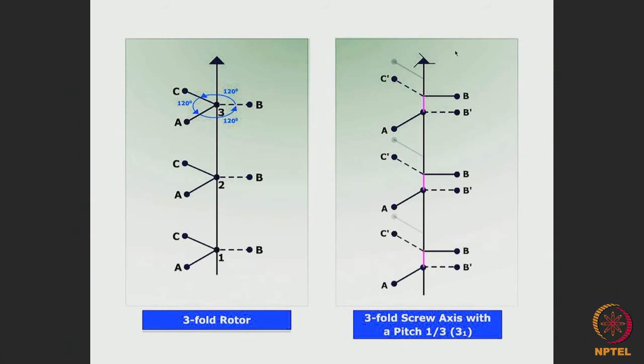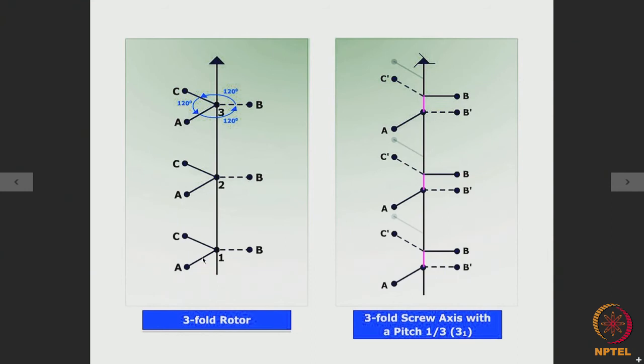Similarly, if we have a three-fold rotor, say the rotor operates along this direction, and here you have a three-fold rotor. Now, say 1, 2 and 3, these are the three lattice points along this line. So, if we have a point A attached to this, then A will produce a second point B over here and a third point C over there. Similarly, at lattice point 2 also A will produce B and will produce 3.